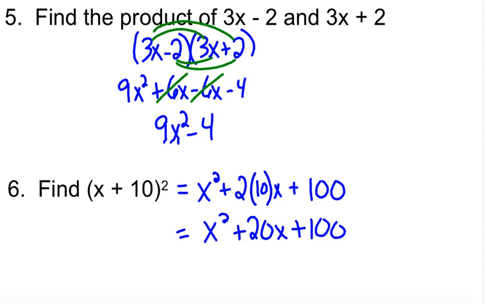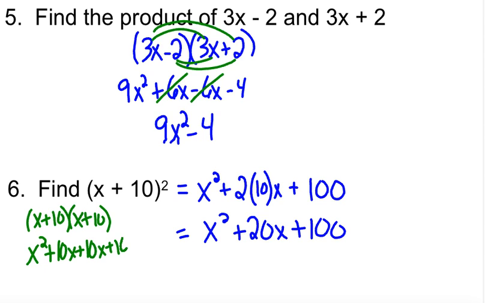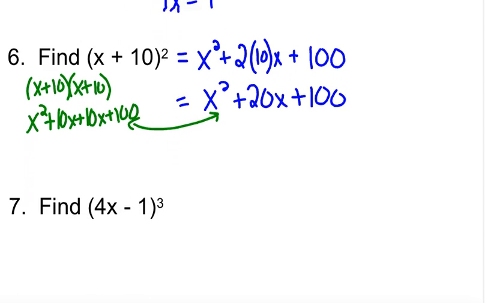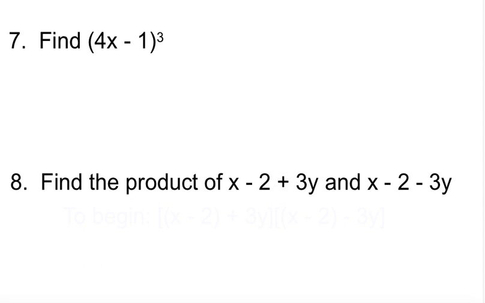And again, if you don't like those shortcuts and you just want to FOIL, x plus 10, go right ahead. You get x squared plus 10x plus 10x plus 100, which is the exact same thing we got over there. So either way is totally fine. Okay, on this last one, I kind of recommend using the shortcut because this is a big pain otherwise. So here we go.